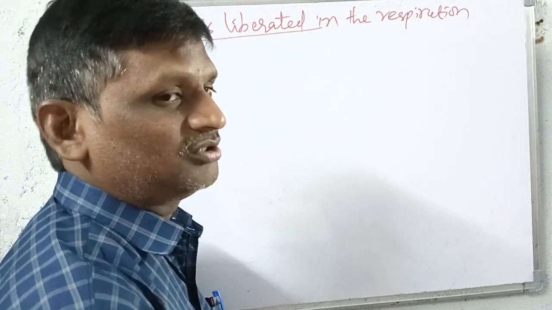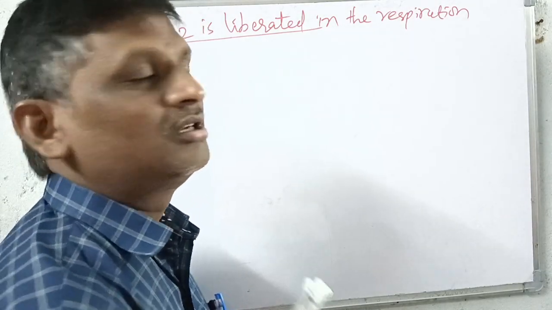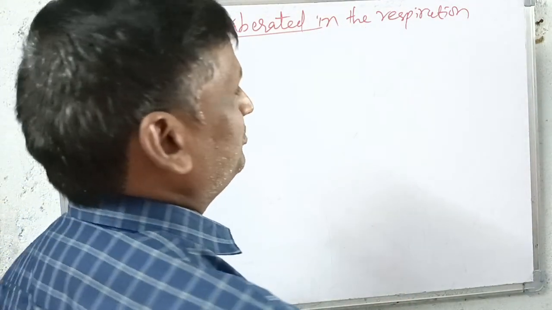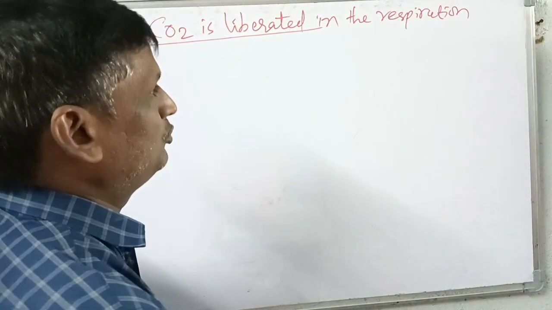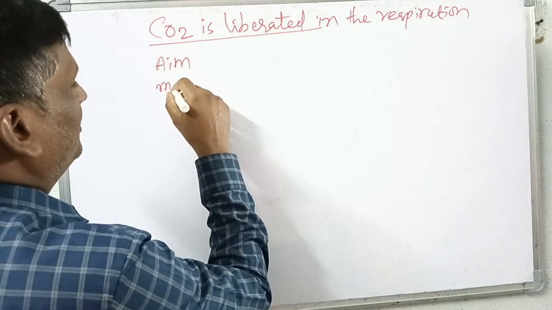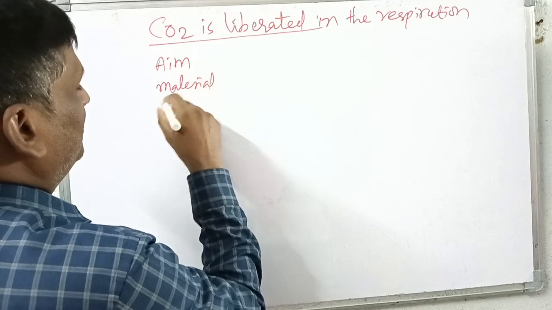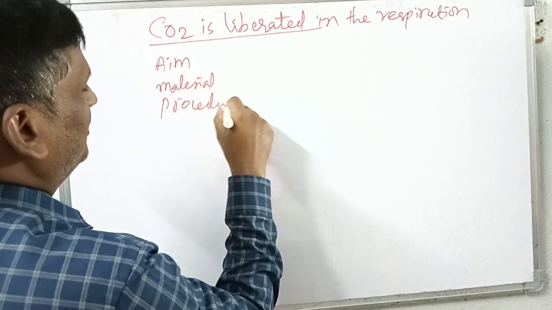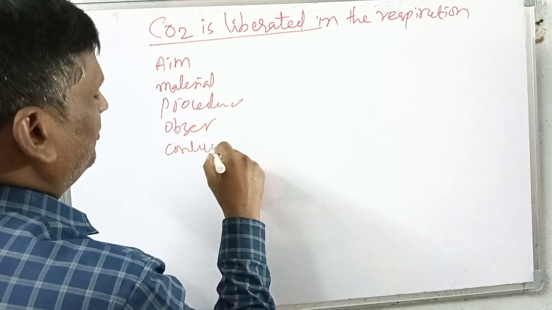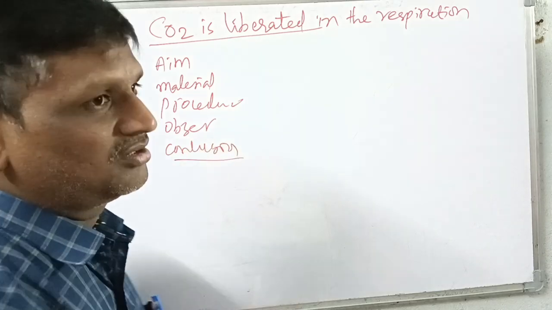How can you prove that? The question will ask how you can prove that carbon dioxide is liberated in the plant's respiration. For this we need to do an activity. So here we have aim, material, procedure, observation, and next, conclusion. Through this process we should write this answer.